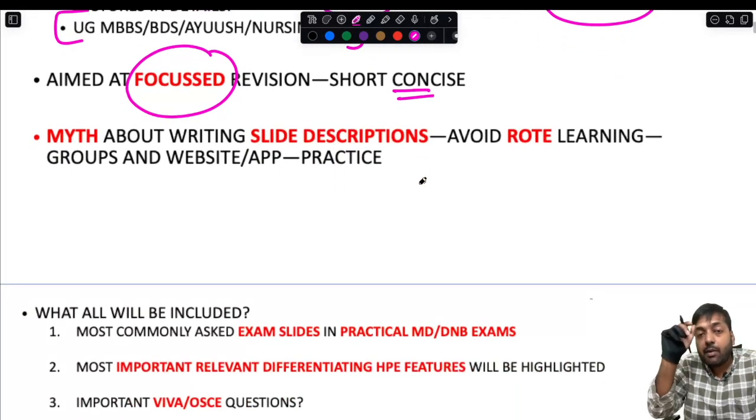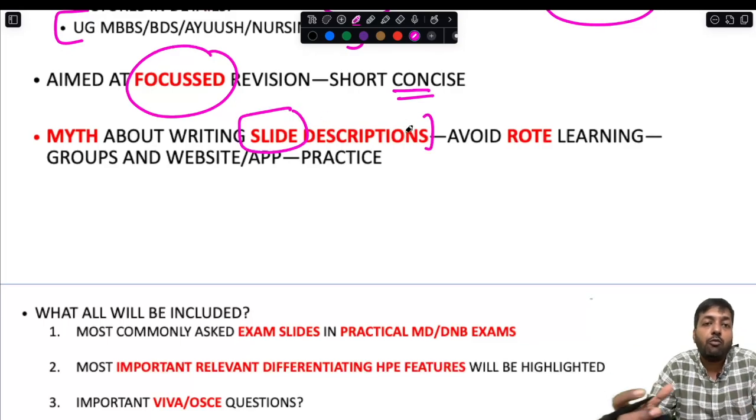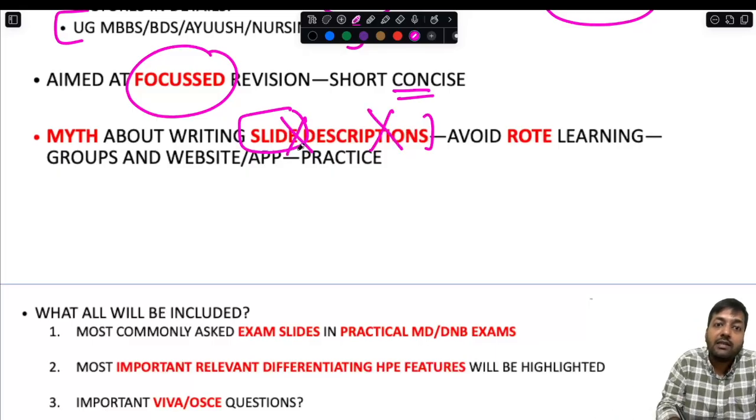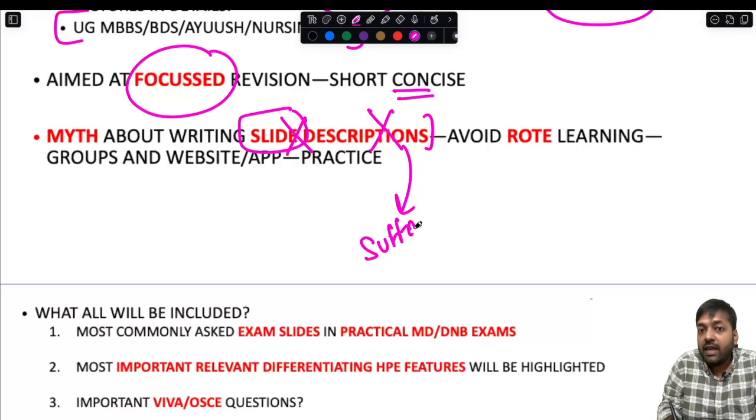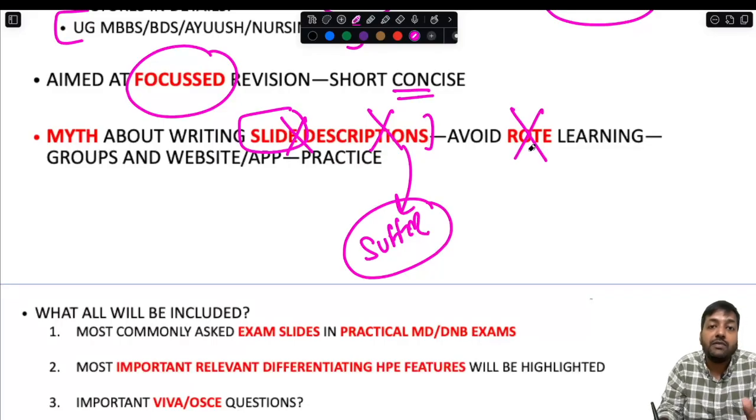Now there is a myth about writing slide descriptions. I want to clarify that myth to each and everyone, because a lot of questions have been asked to me regarding slide descriptions. What I have seen is that many students are just by hearting the slide descriptions. No, if you are just going to by heart the slide descriptions of the different slides, you are going to suffer very badly. Why? Because even with the same diagnosis, two slides having the same diagnosis can have different descriptions. So you cannot rote learn. So avoid rote learning of slide descriptions.